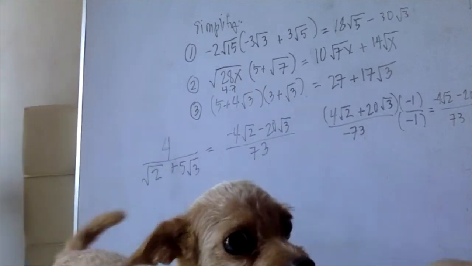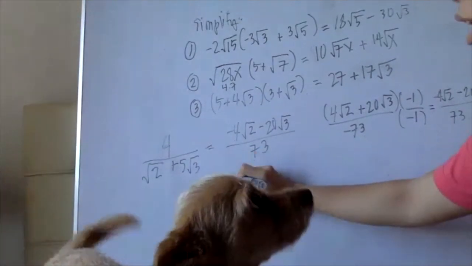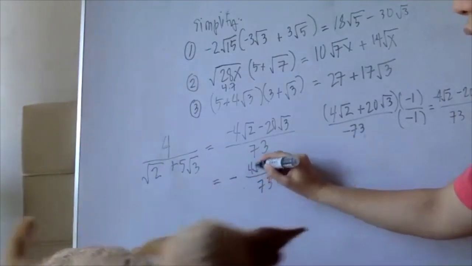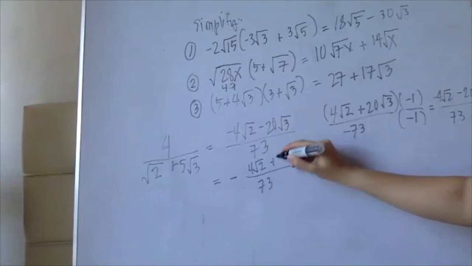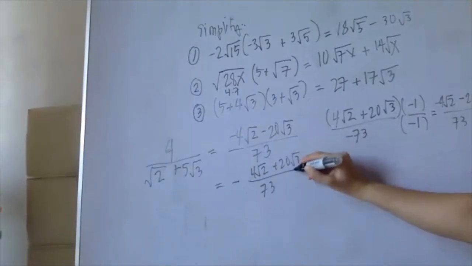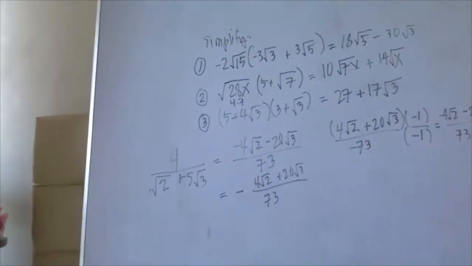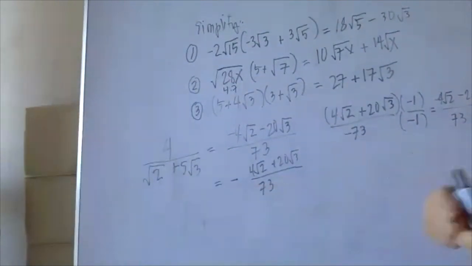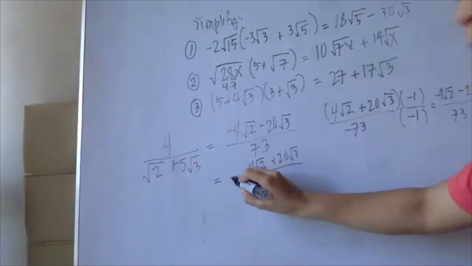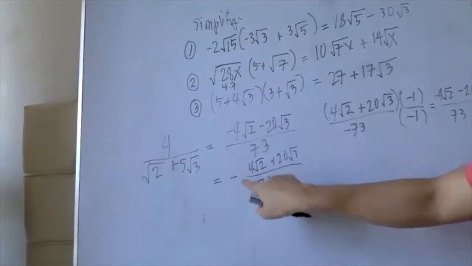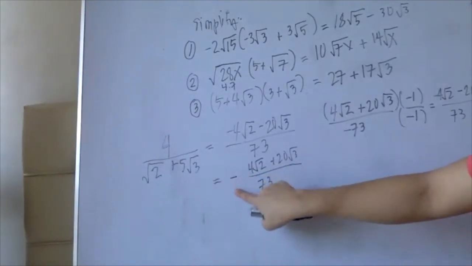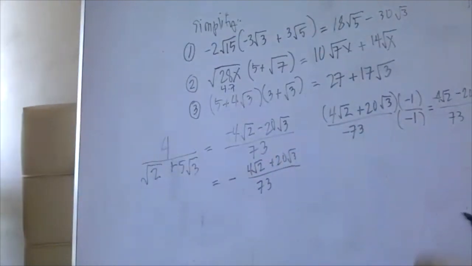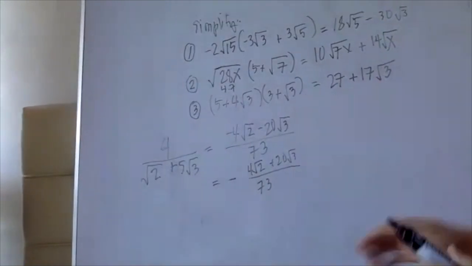Pwede naman. Pwede rin ganito. Negative plus. Guys, take note ha. I-emphasize ko lang pala to. Pag nakakakita kayo ng ganito, pag nasa labas ng fraction sign yung negative, ibig sabihin i-distribute mo sa lahat. Okay?